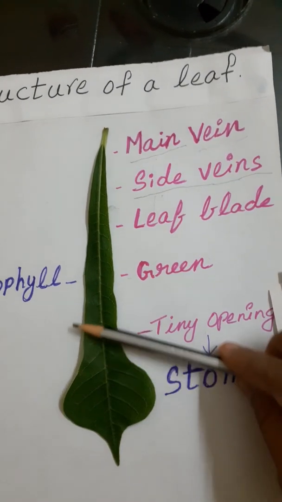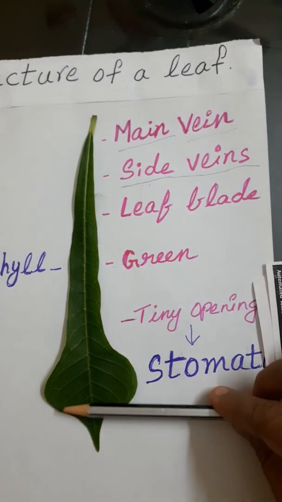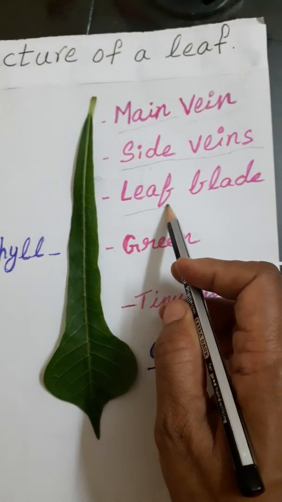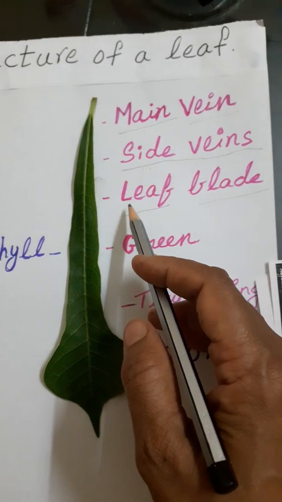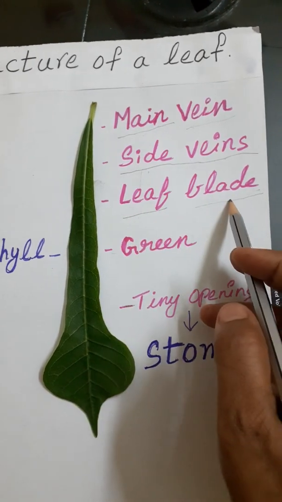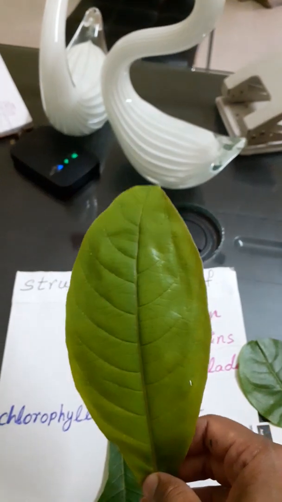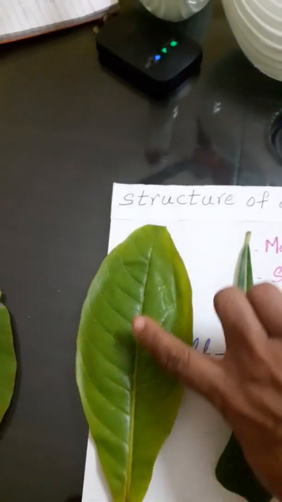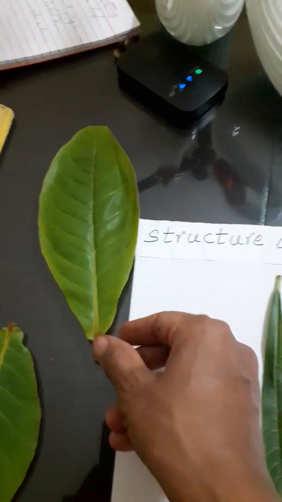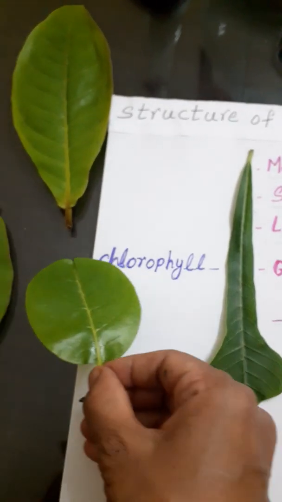And the entire leaf, it is flat, completely flat. So this leaf, the flat one, is called leaf blade. L-E-A-F, leaf, B-L-A-D-E, blade, leaf blade. Look at this leaf. Even this leaf is flat. So this is also called a leaf blade. Look at this flat leaf blade.